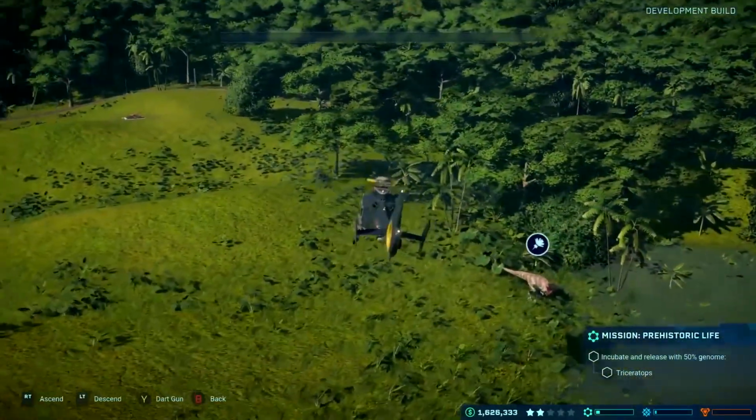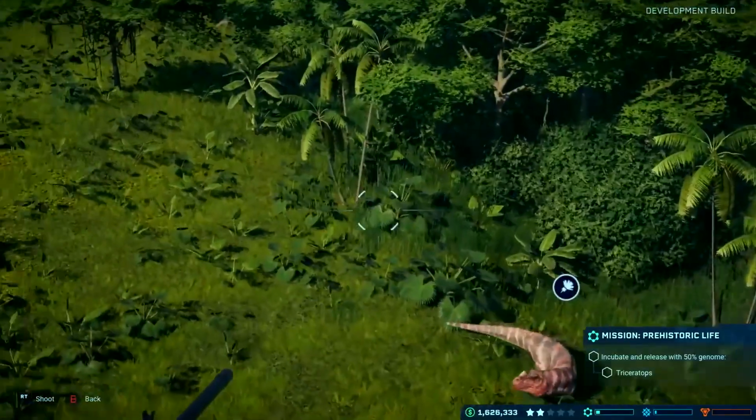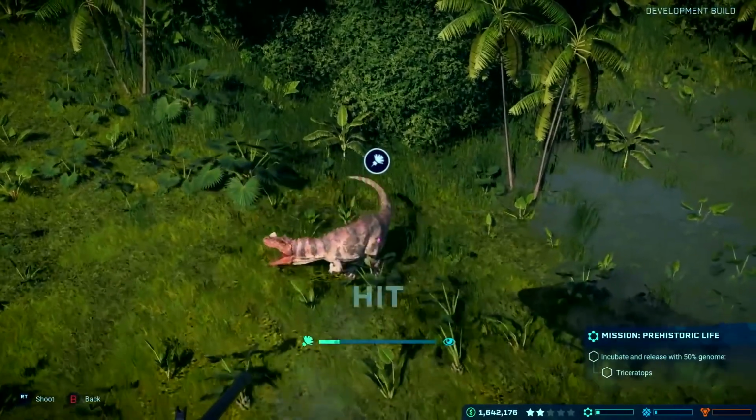So there we have it. That is the best gameplay sound and clips so far from all of the Jurassic World characters.